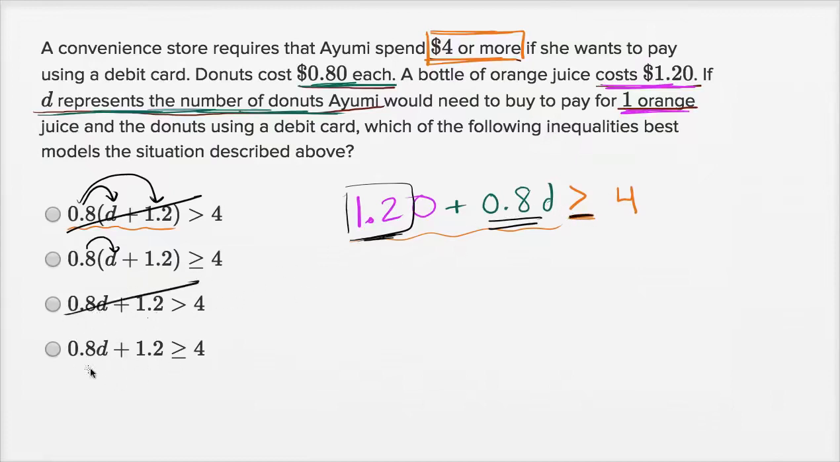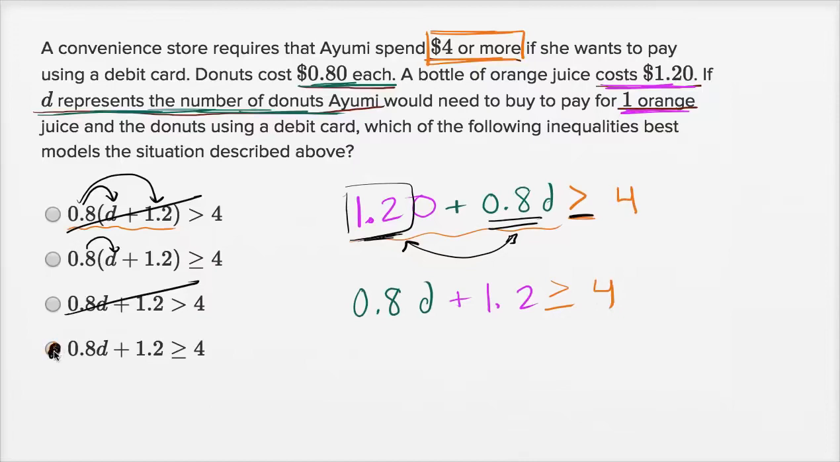And then lucky for us, this right over here is very similar. It's exactly what we wrote up here, with just the difference that instead of writing $1.20, they wrote 1.2. So if you just swap these two around, you get 0.8D plus, instead of writing $1.20, I'll just write 1.2 is greater than or equal to 4. So this is exactly what we had over there. So I would definitely feel good about picking this one.